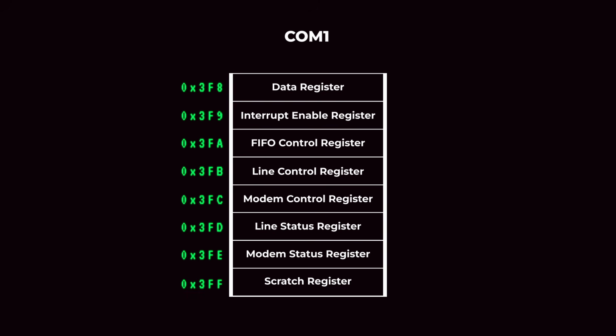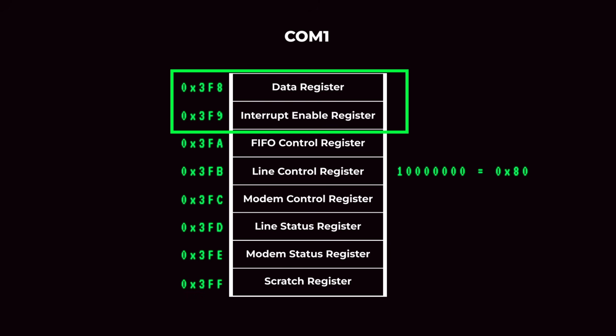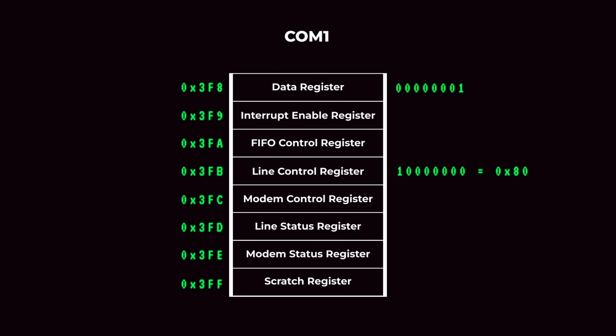Now, to set the baud rate, we have to do the following. First, we have to set the most significant bit of the line control register to 1. This activates a kind of switch for the data and the interrupt register. And when activated, they accept our divisor instead of serving the original purpose. Now we have to send the divisor's least significant byte to the data register and the divisor's most significant byte to the interrupt register. And that's it.